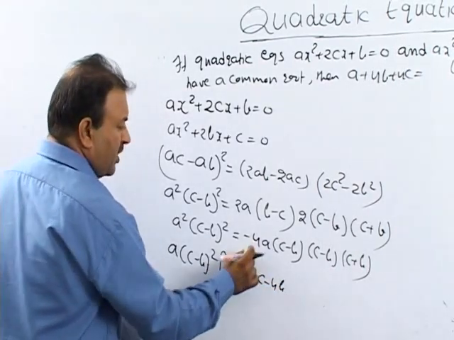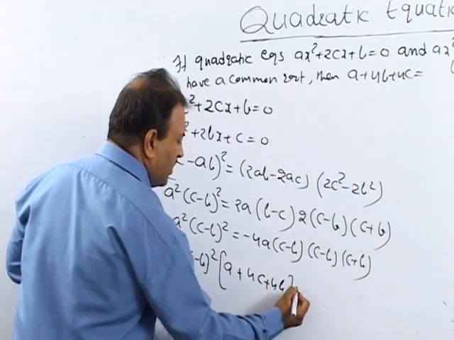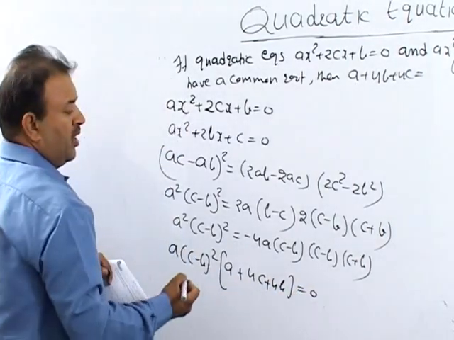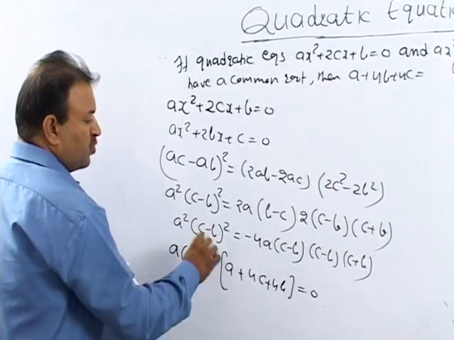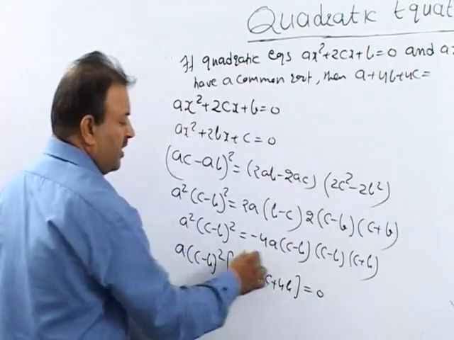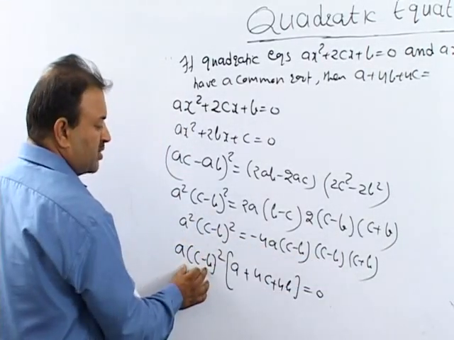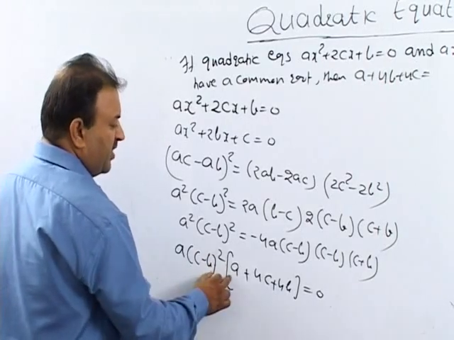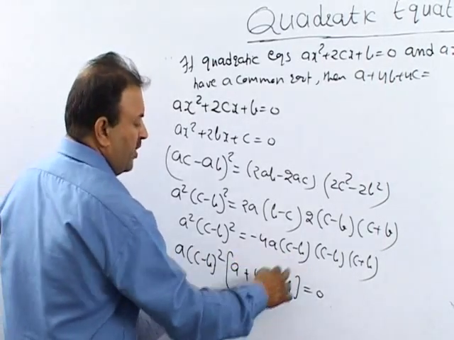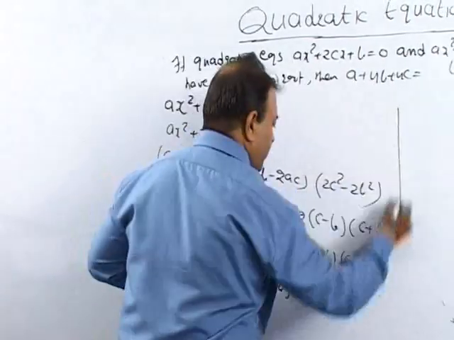If this whole term comes out to be here, it will become 4C plus 4B is equal to 0. Once again, understand from here, you should not make any silly mistake. It is C minus B into C minus B, it becomes C minus B the whole square. Taking A into C minus B the whole square common, we are left with A plus 4 into 4C plus 4B.